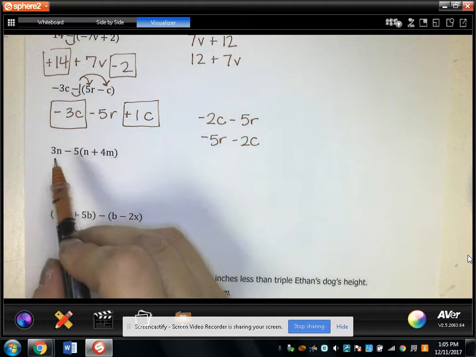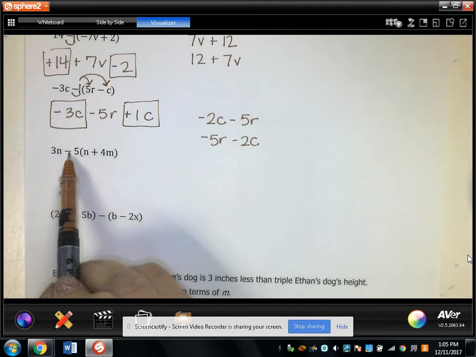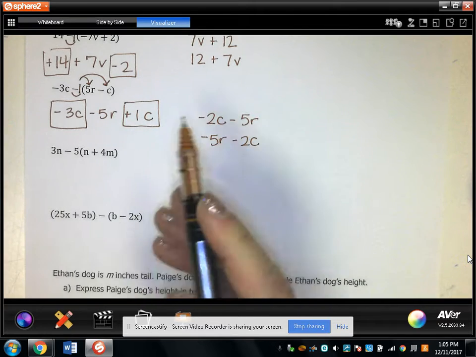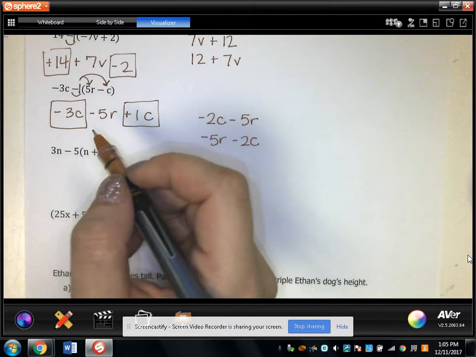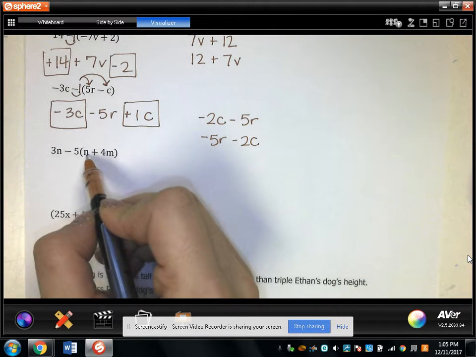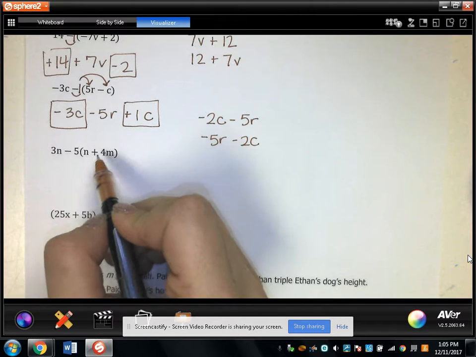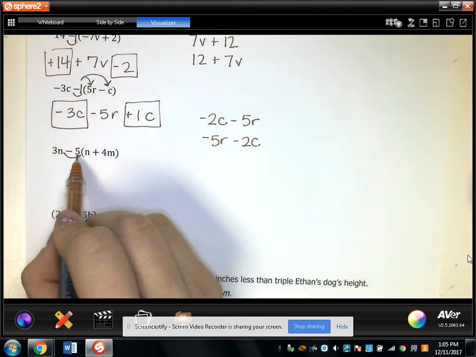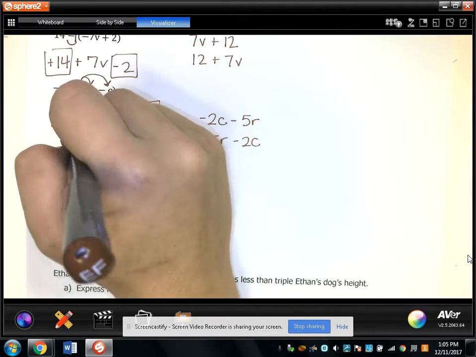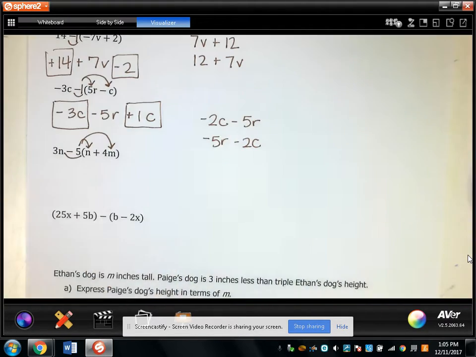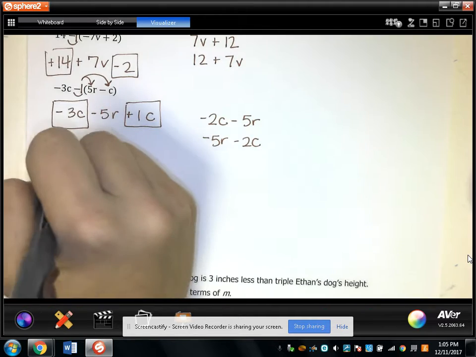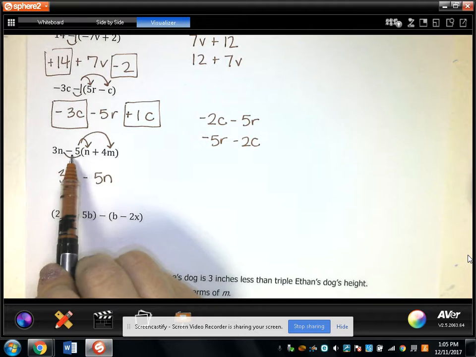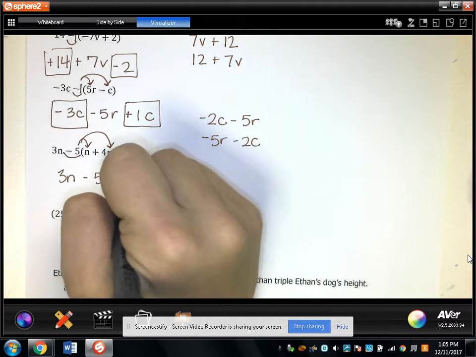All right. Next, this is 3n minus 5 times parentheses n plus 4m. Now really, what this is doing is it's subtracting 5 times n, and it's subtracting 5 times 4m. So what I'm going to do is take the negative 5, not just the 5, the negative 5, and I'm going to distribute to all the terms inside of the parentheses. So I'm going to have 3n minus 5n, and then negative 5 times 4m is negative 20m.